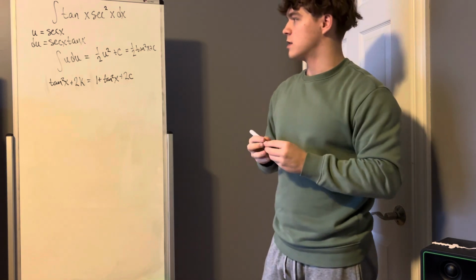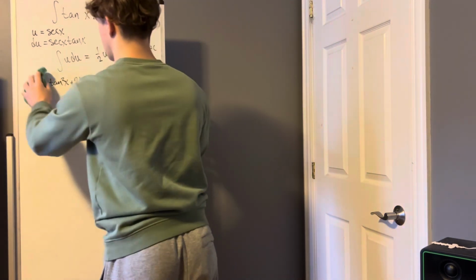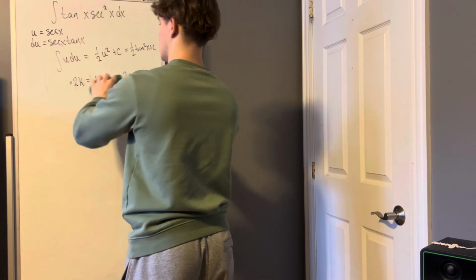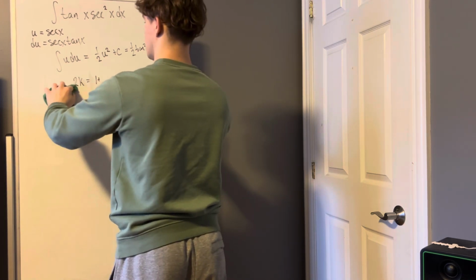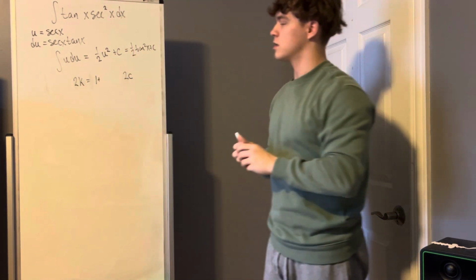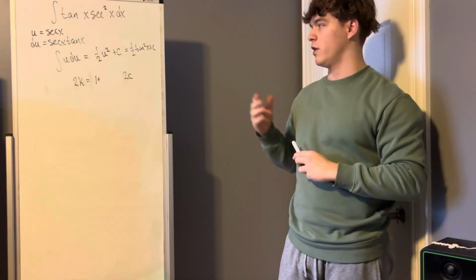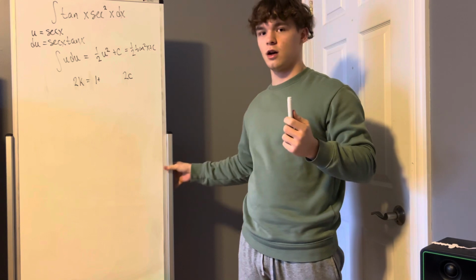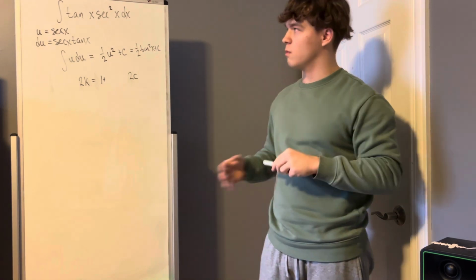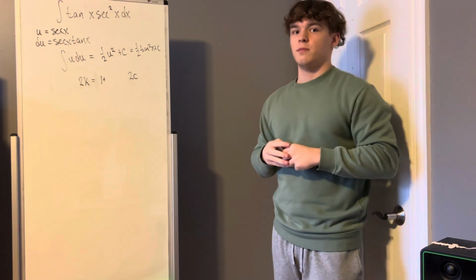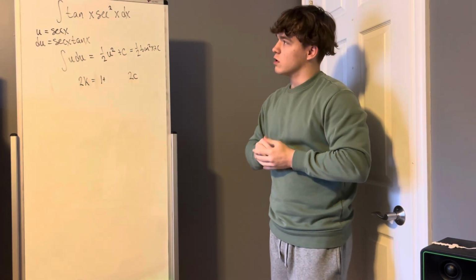We can minus tan squared x from each side. So 2 times our k constant equals 1 plus 2 times our c constant. Very interesting. They're the same because our constants could be anything we want them to be. So that is basically all our trig integrals consist of.